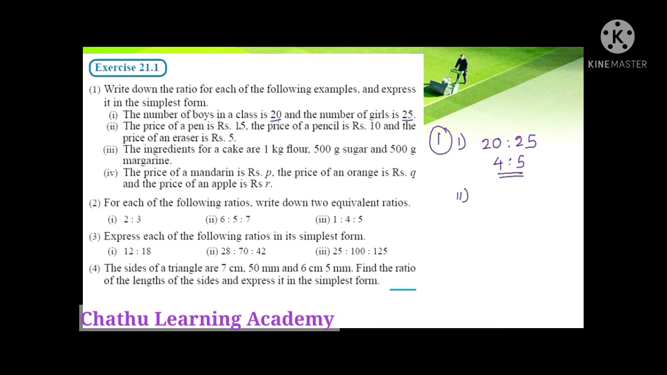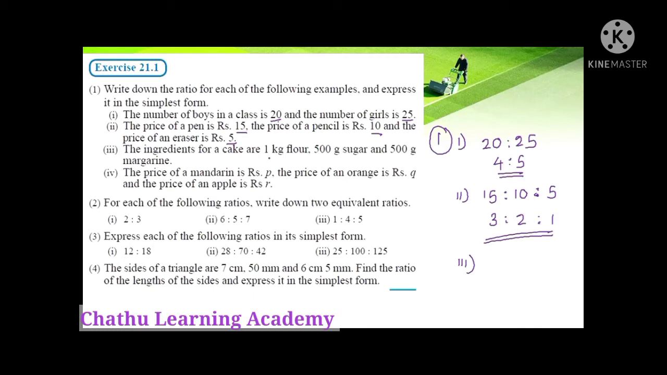Second one, the price of pen 15, pencil 10, eraser 5. The ratio is equal 15 to 10 to 5. පිළිවෙලින් ඕනේ ලියන්න. මේ පිළිවෙල මාරු කරන්න එපා. මේ තියෙන පිළිවෙලටමයි මම ලියන්නේ. Then we want to divide these three values by HCF. HCF is equal, you know, it's 5. 3, 2, 1. ඔයාලට එකපාරටම highest common factor එක 5 කියලා පේන්නේ නැත්නම් පැත්තක බෙදලා HCF එක හොයාගන්න. Then after that you can divide. Third part.